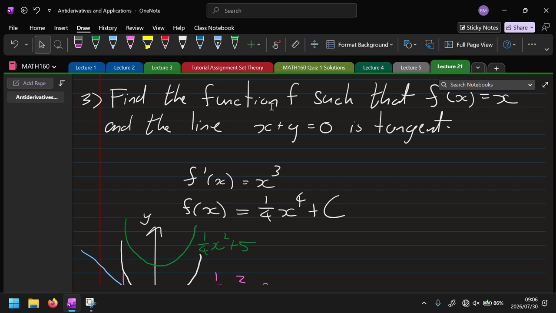This one? Yeah, that one. Since it is a common point that they have, we can do that. The only problem is we're going to have two variables, because we can make the y values equal, but then we have an equation with x and c. It's two variables.